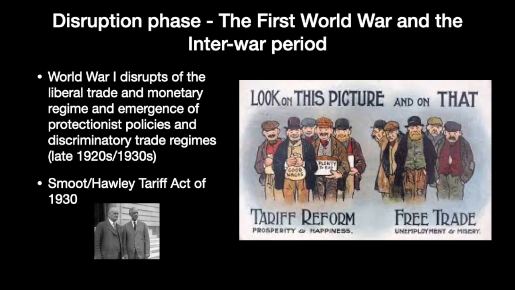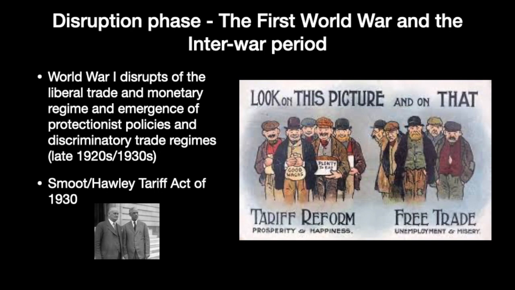So World War I obviously disrupted trade. There was a war going on, so trading patterns had to change. The monetary regime, because states had now to face the huge amount of debt incurred in defense and military expenditure, they could no longer ensure that their own domestic currencies could be converted to gold or to silver in the case of some countries. And this was followed by the emergence of protectionist policies and discriminatory trade regimes, particularly in the late 1920s, following the Big Depression, and the 1930s.